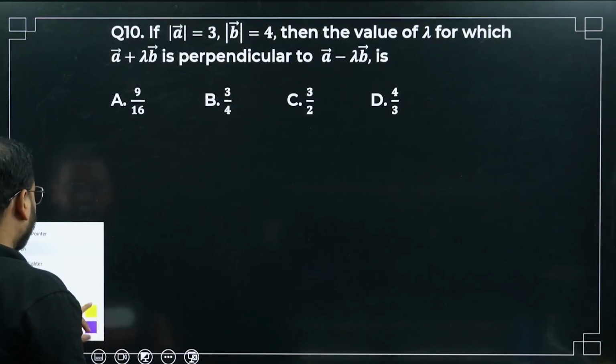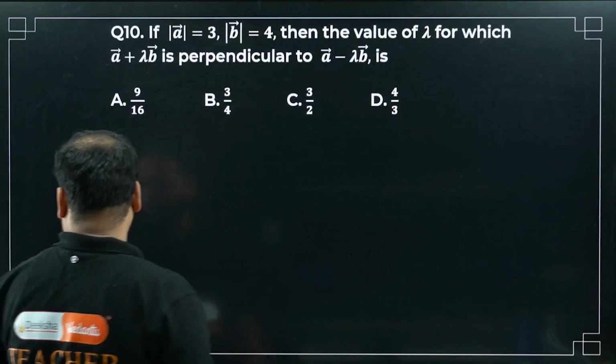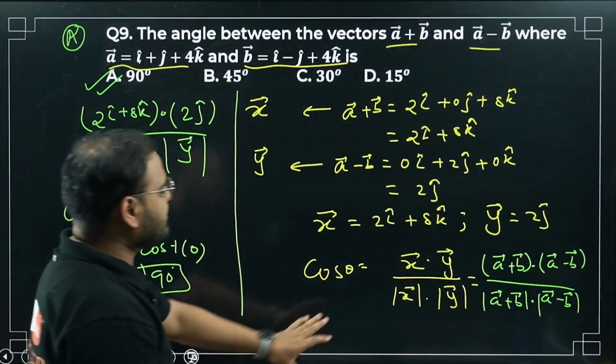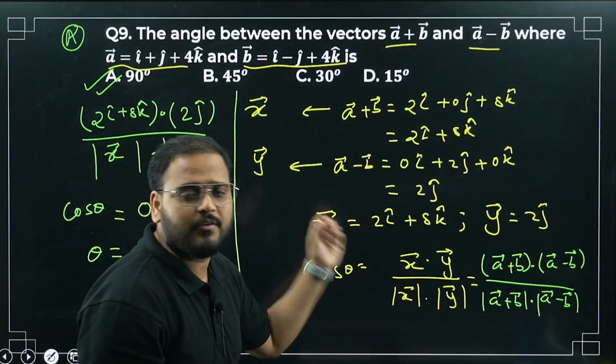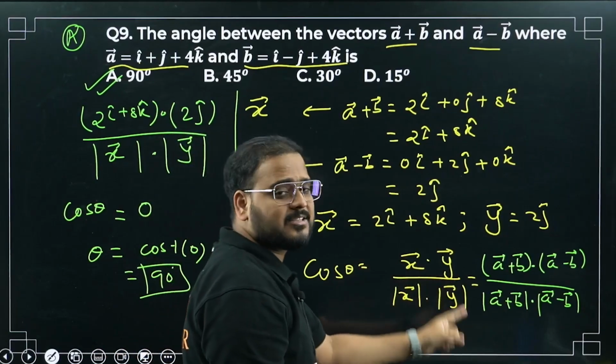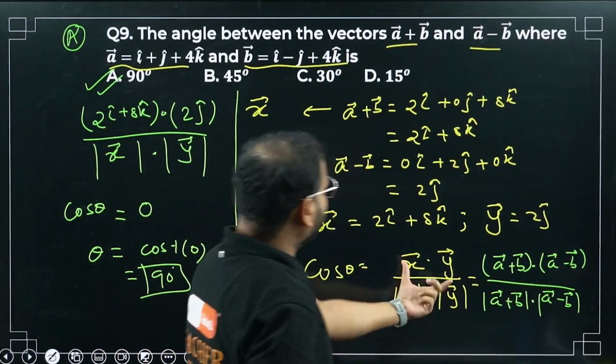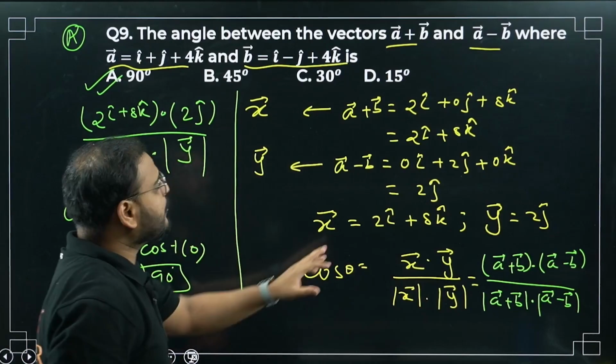Question number 10. I hope you got it right. Very simple question. I just wrote this to explain to you. If you are somebody who's not getting x and y, that's why the statement. Otherwise, you can get it from here also. Very, very simple. You can get it from here also in the exam.